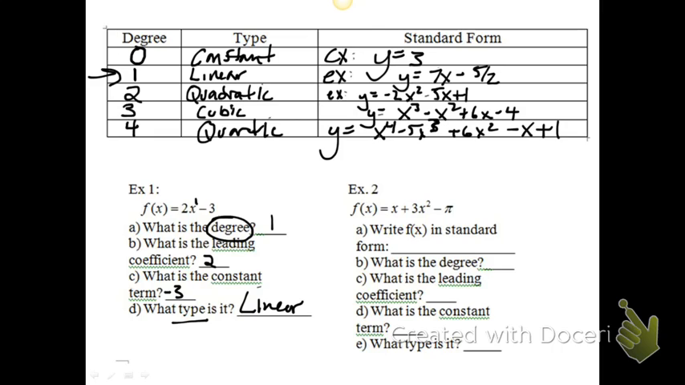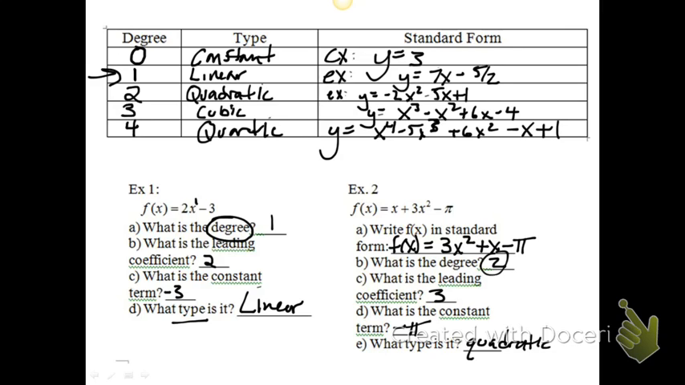f of x equals x plus 3x squared minus pi. Let's write it in standard form. That would be f of x equals, let's start off with 3x squared first, then plus x, and then minus pi. What's the degree? 2. Leading coefficient, 3. The constant term is negative pi, and the type, because the degree is 2, it's squared, we would say that's quadratic.